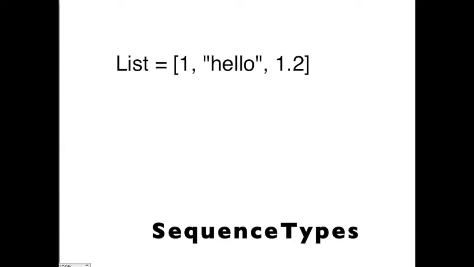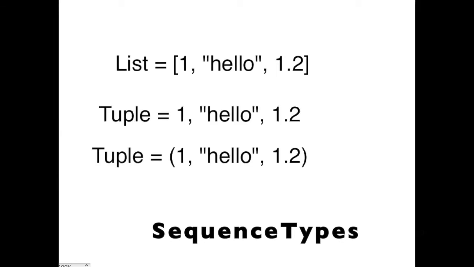Lists and tuples are very similar. They both have ordered items within them. The only big difference is that with lists you have square brackets, and with tuples you have either no brackets or you could have parentheses.